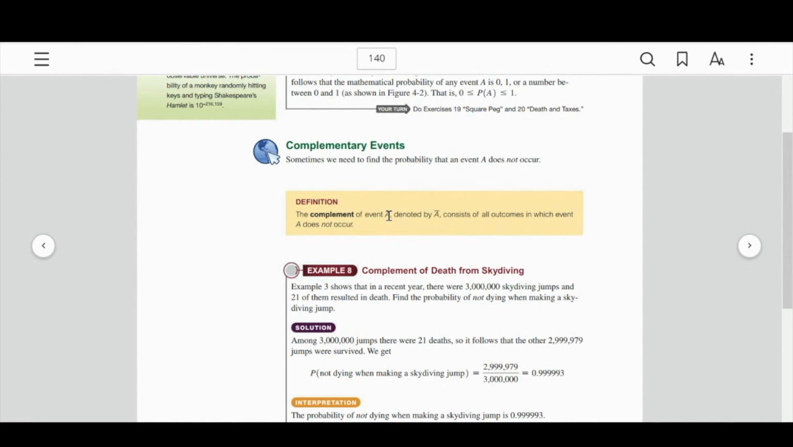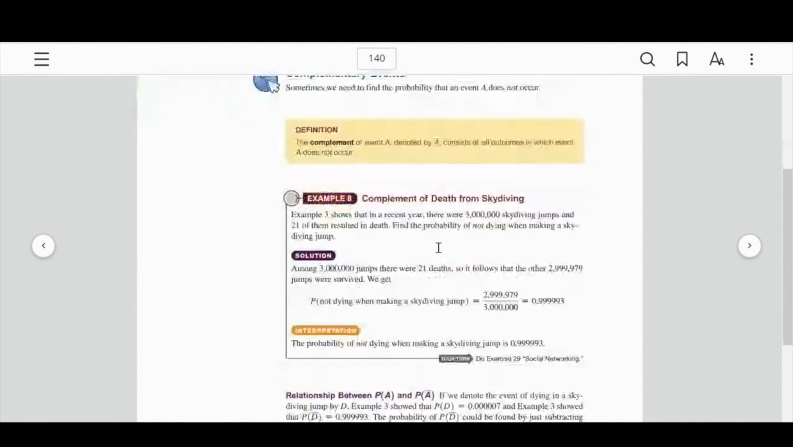If the event is, this mother of 3 has 2 boys and a girl, then not A is, this mother of 3 has 3 kids, but it's not 2 boys and a girl. It could be 3 girls. It could be 1 boy and 2 girls. It could be 3 boys, but it's not 2 boys and a girl, right? So that's the idea of complement.